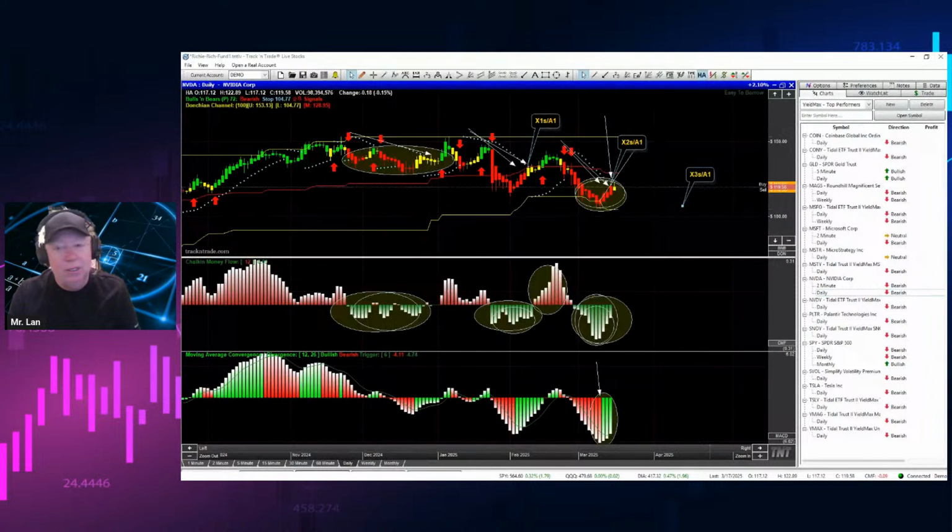You can see what these X1S A1s, what all these probabilities are, because that's what it is when we trade, right? It's all about the probabilities. You want to know what the probabilities are.